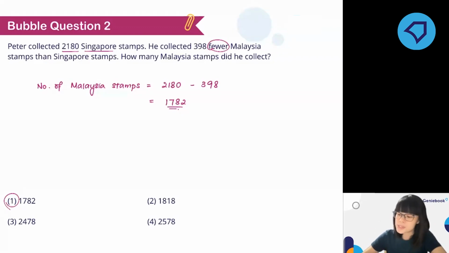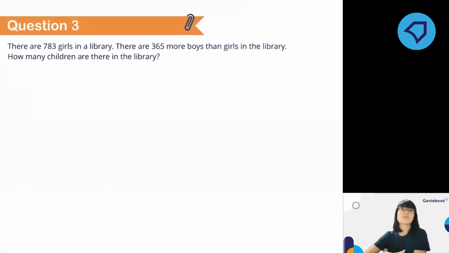Okay, now let's go on to question number 3. There are 783 girls in a library. There are 365 more boys than girls in the library. How many children are there in the library? So if you notice, this will be a two-step word problem. You are given the number of girls. The boys is more. But the question is not asking you how many boys are there. The question is asking how many children are there altogether. So the first thing that you need to do is to find the number of boys.